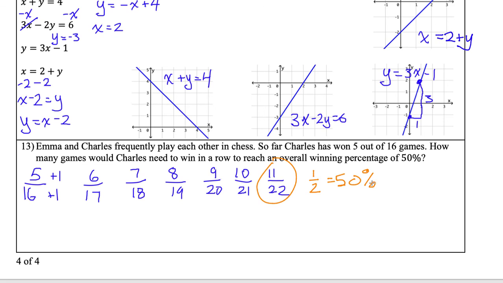I think that's probably the easiest way of doing it. I don't want to teach you guys anything new to find percentages, but you just keep adding on the top and the bottom, and it took 1, 2, 3, 4, 5, 6 games. So the answer here was 6 games.